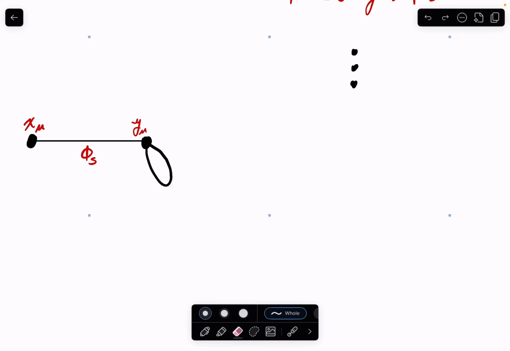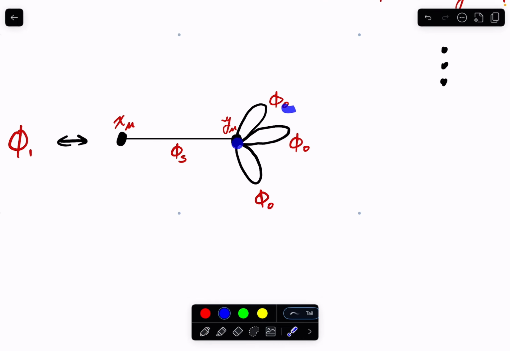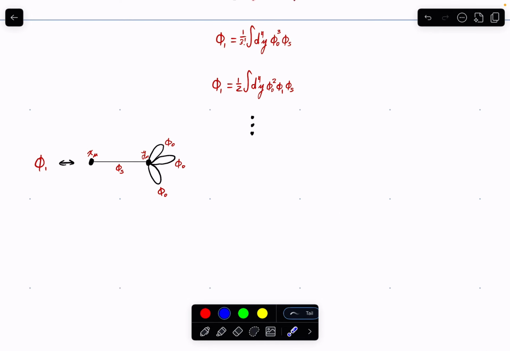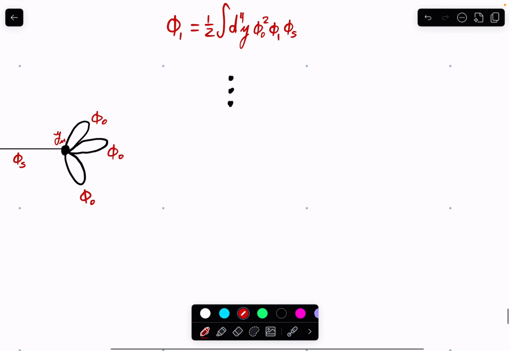And then for phi naught there are these interaction terms, self-interaction terms. So phi naught interacts with itself 3 times here at this position, and then phi s relates it to the other position of the field, and that gives you phi1. So then you can think about phi2 in a similar way.